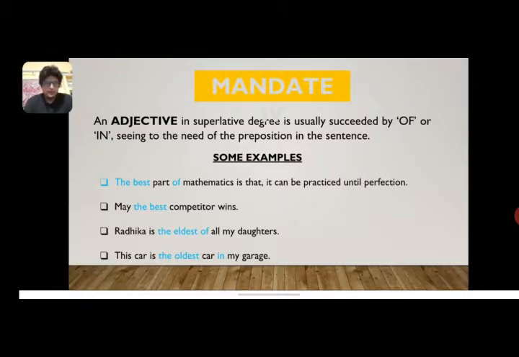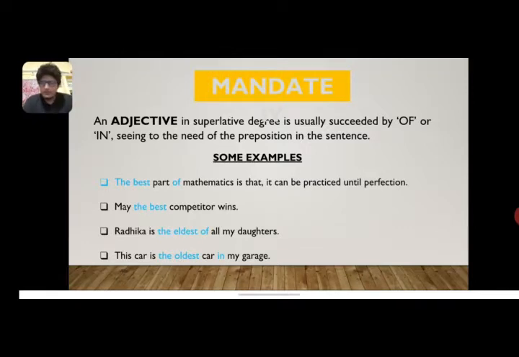So the best part of mathematics, or if I say the best part about mathematics, all these are correct, but of and about are prepositions that have to be there mandatorily. So the best part of mathematics is that it can be practiced until perfection. May the best competitor win. Radhika is the eldest of all my daughters. This car is the oldest car in my garage.